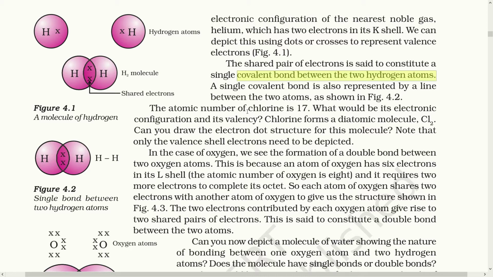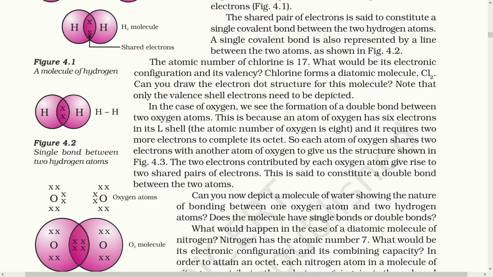Also, let's take another example, the chlorine atom. The atomic number of chlorine is 17. Its electronic configuration would be 2, 8, 7. That means its valency is 1. It needs 1 electron to complete the outermost shell. So, another chlorine atom satisfies this by sharing 1 electron with it, and it becomes Cl2, a diatomic molecule.